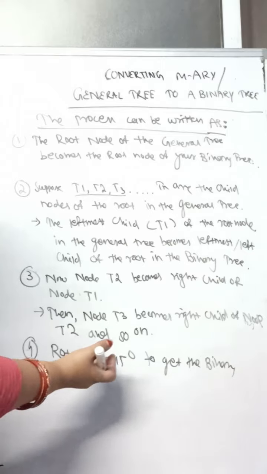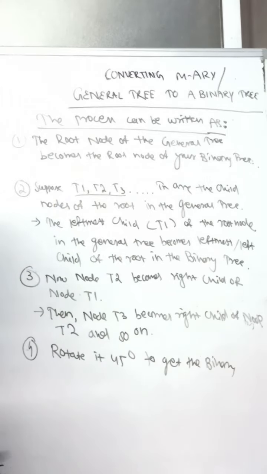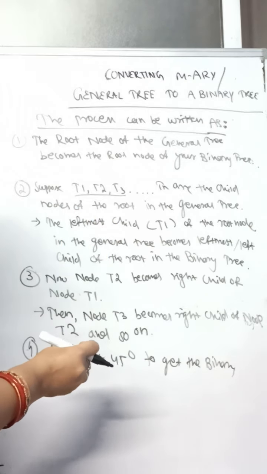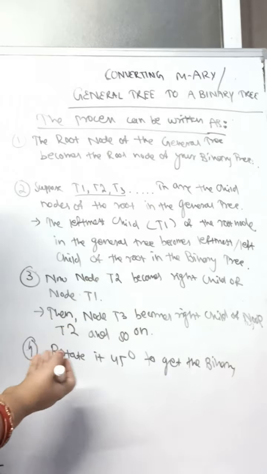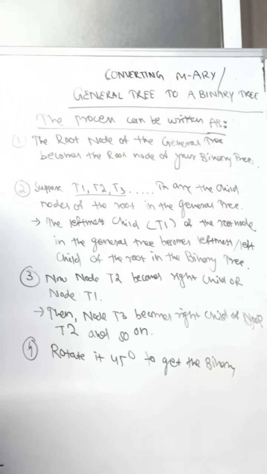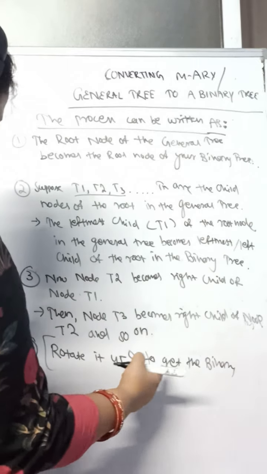In some cases you don't have to rotate, because you just follow these steps and you can get your tree. But if you have to put the tree in your next sibling first order, then you have to rotate it to 45 degrees. So you can keep this, or you can also skip this to get the binary tree.